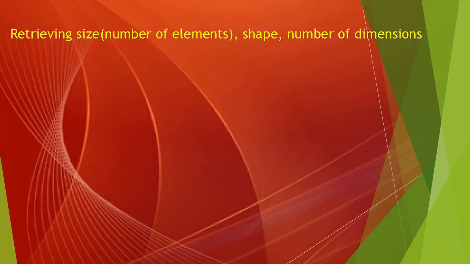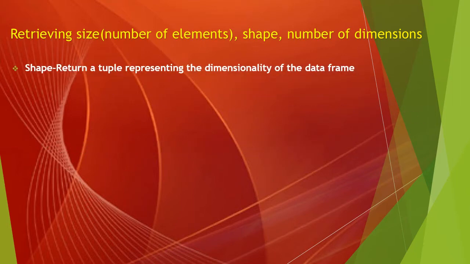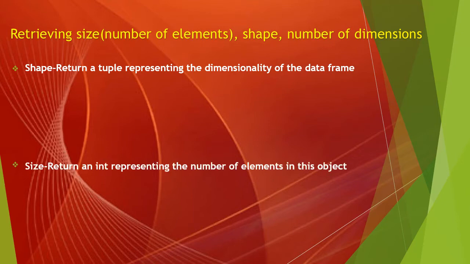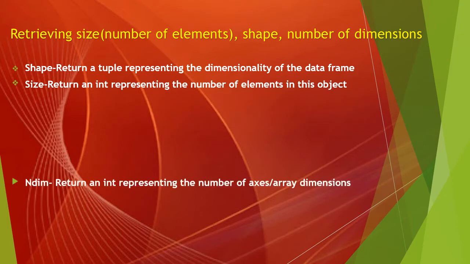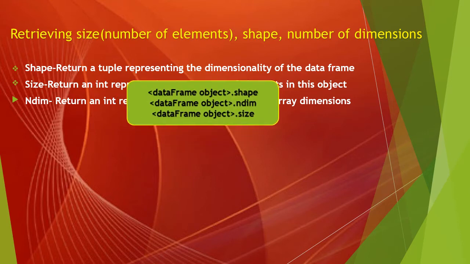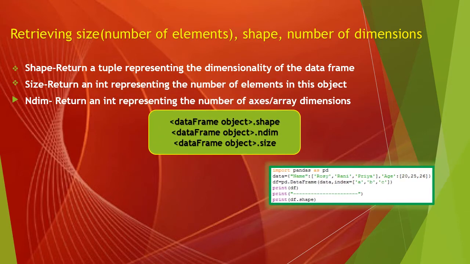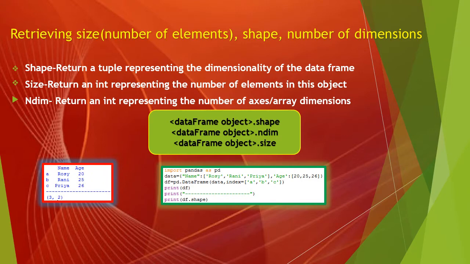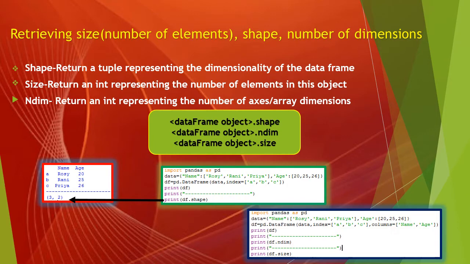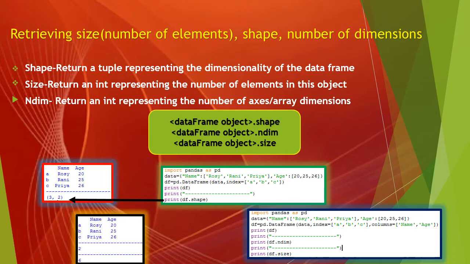Next we are going to see the size, shape, and number of dimensions attributes. Shape returns a tuple representing how many rows and columns are in the particular data frame object, size is the total number of elements, and ndim returns the number of axes. This is the general format. See here, a data frame is created, and df dot shape returns the total number of rows and columns, 3 rows, 2 columns, and ndim is 2, the row axis and column axis. So a data frame always has 2 axes, a series is 1 dimension, so its axis is always 1, but data frame objects always have 2.